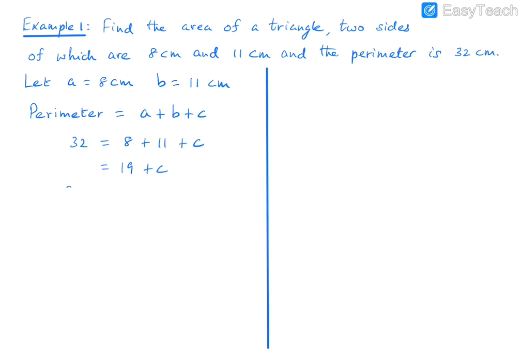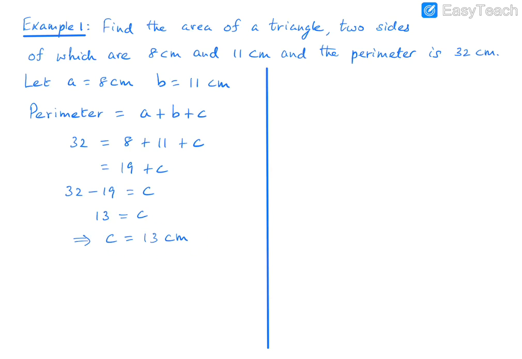So we can have 32 minus 19. We take the 19 to the other side as being equal to C. So that will give us the value for the third side C of the triangle. So we have 32 minus 19 is 13, equals C, or in other words, C equals 13 centimeters. Okay, so we now have all the three sides of the triangle. So the three sides of the triangle are now A equals 8 centimeters, B equals 11 centimeters, and the third side C equals 13 centimeters.